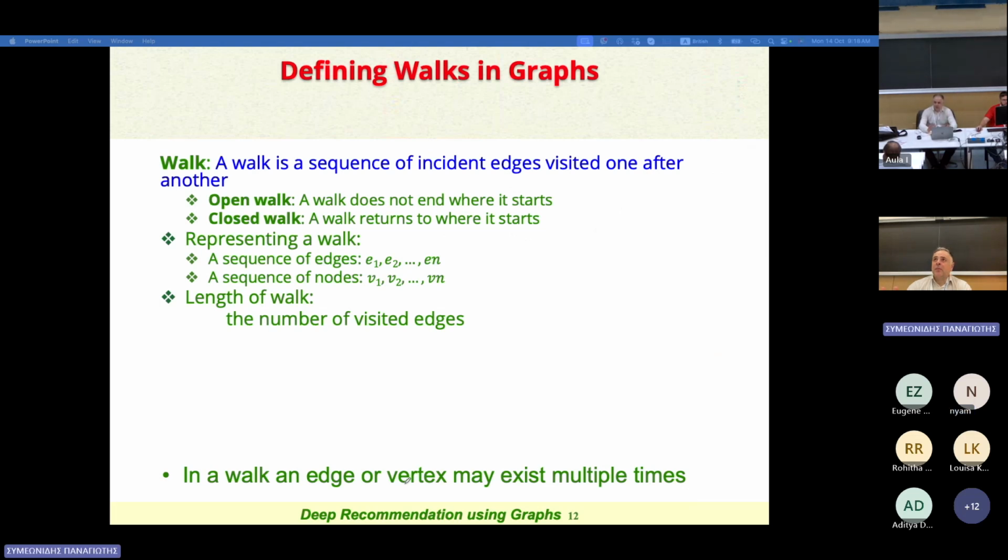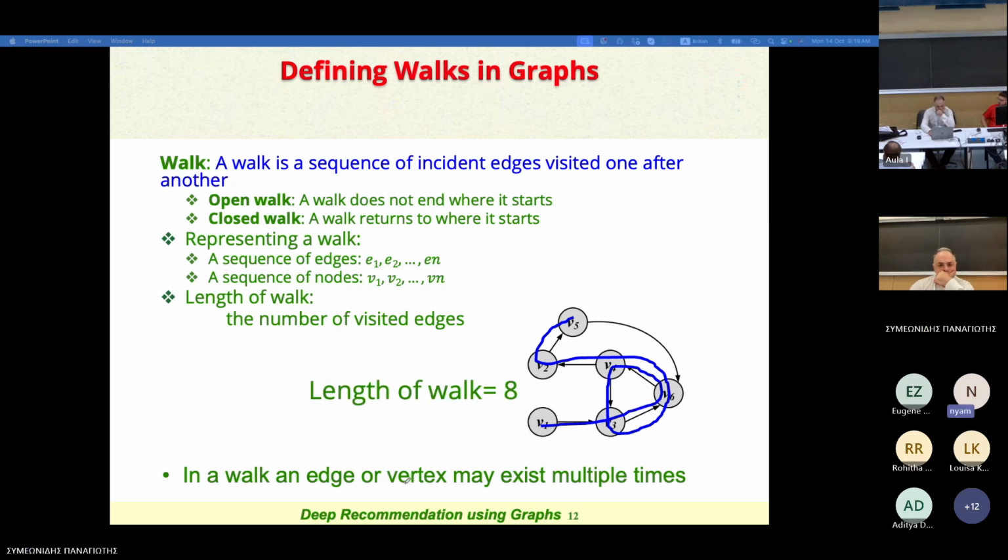We will see many algorithms about random walks. Let's say the random walk with restart, personalized PageRank. All these use walks, which is a sequence of incident edges visited one after another. So here we can see an example, a walk of length 8. So this is the number of edges that are crossed, are traversed.